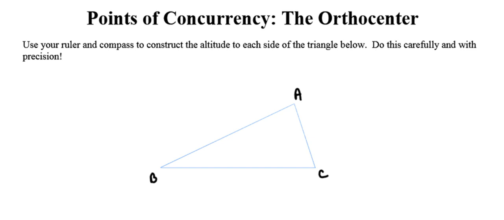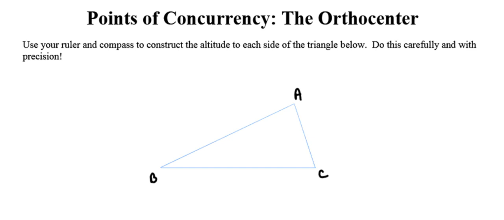All right, this video is designed to introduce you to the last of our points of concurrency, the Orthocenter. Like the other points of concurrency videos, you'll need your compass and straight edge, and we're going to go ahead and get started and construct the altitude to each side in the triangle below. Like always, we want to make sure that we do this carefully and precisely.